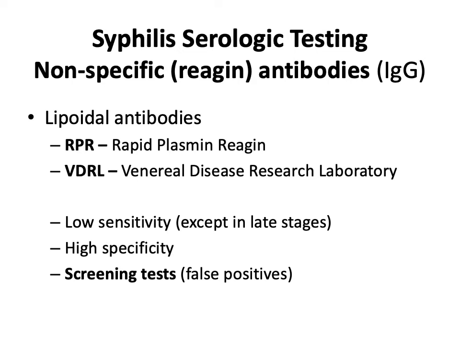Nonspecific or reagent antibodies are formed against a lipid antigen, lipoidal antibodies, from damaged cells. These antigens are also found in many other organisms and some normal human tissues. However, the antibodies are most commonly seen in syphilis infection. The antigen used in the non-treponemal test is cardiolipin lecithin cholesterol, which acts as a lipid antigen. The cholesterol enhances the sensitivity of the antigen.